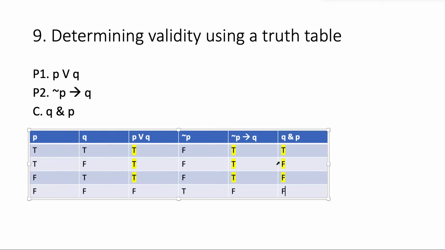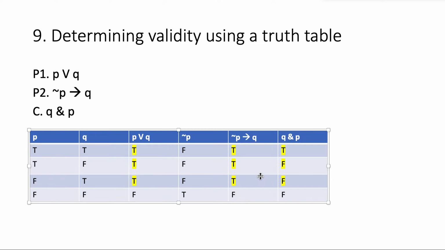I have a truth table that shows me every possible combination of truth and falsity of P and Q, and what that means for the truth and falsity of my premises. Here, highlighted in yellow, is every row at which premise 1 is true. At this column, highlighted in yellow, I have all the rows at which premise 2 is true.